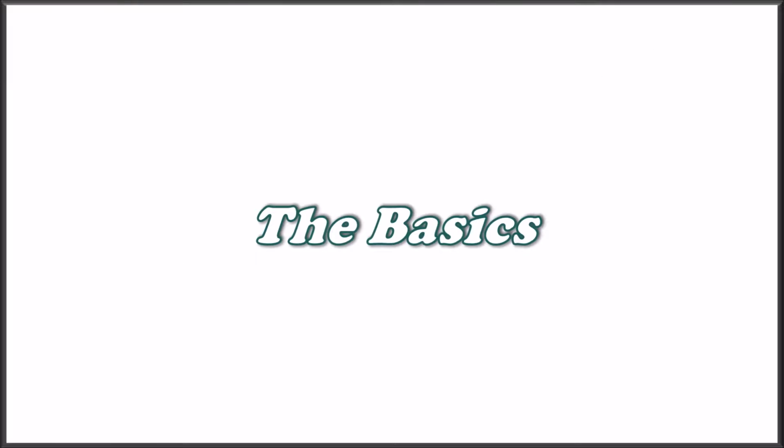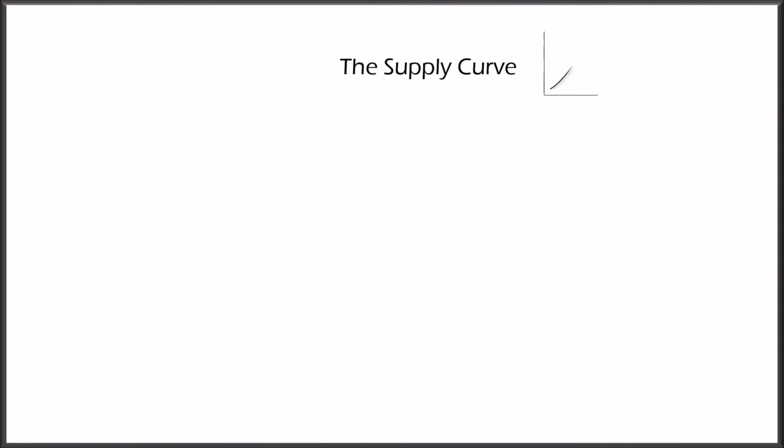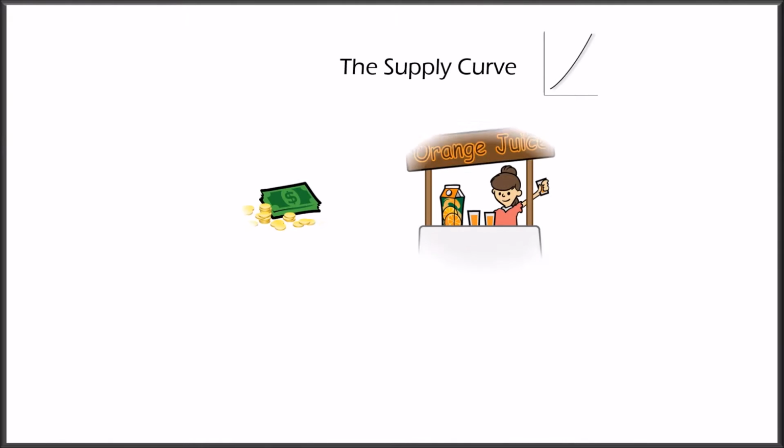Let's start with the basics. Remember that a demand curve has a negative slope, which means that an increase in the price of a product usually makes customers want to buy less of it. The opposite is true for a decrease in the price of a product. Additionally, the supply curve has a positive slope, which means that an increase in the price of a product usually makes producers want to sell more of it. The opposite is true for a decrease in the price of a product.